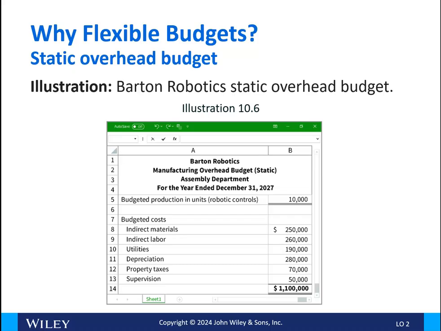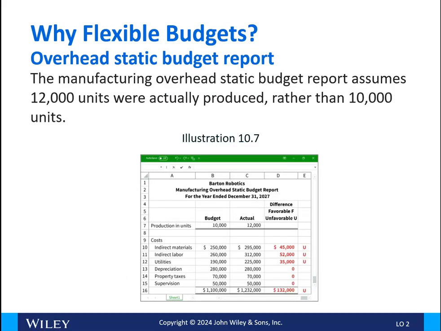So, Barton Robotics static overhead budget. We have that we're going to produce 10,000 units. Here's our cost for our different categories: indirect materials, indirect labor, utilities, depreciation, property tax, and supervision. The manufacturing overhead static budget report assumes 12,000 units were actually produced rather than 10,000. So we actually produced 2,000 more than we had budgeted for.